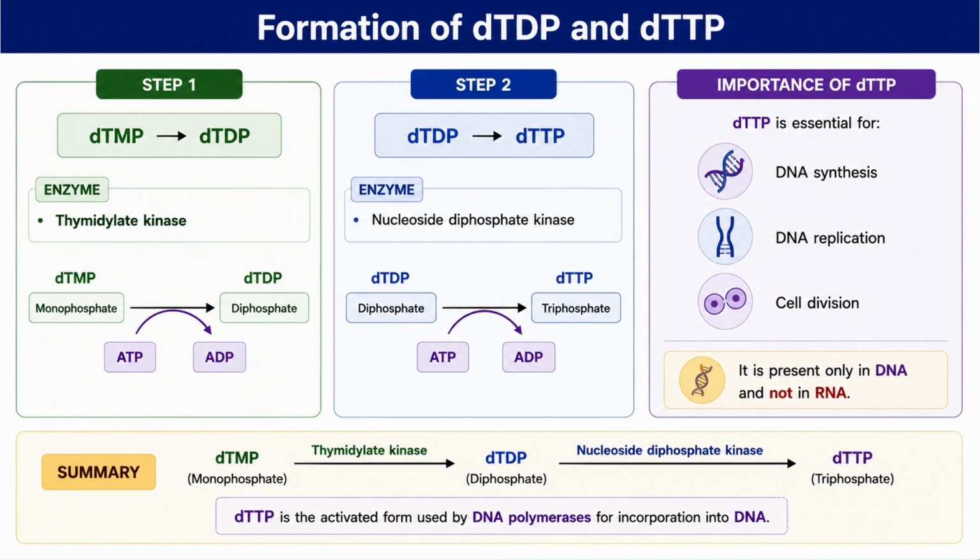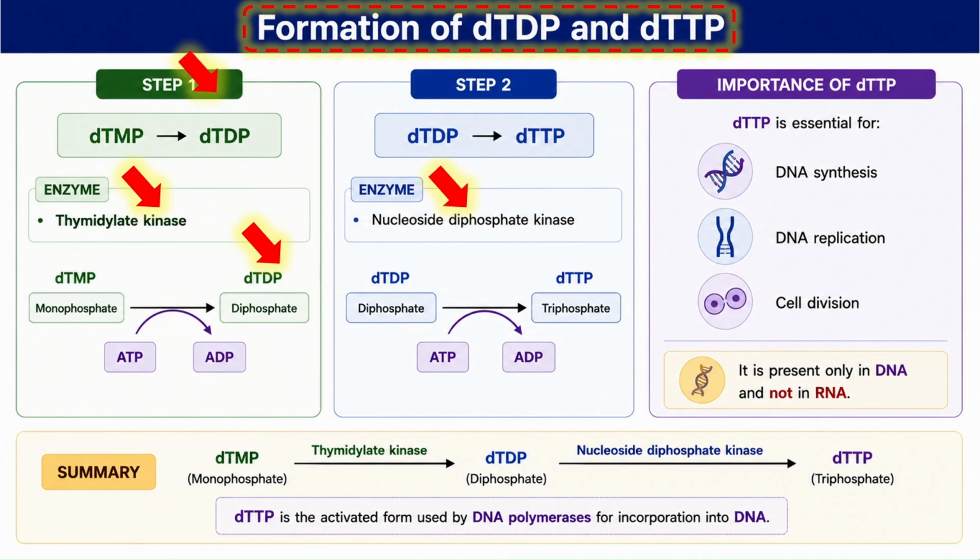Once dTMP is formed, then dTDP and dTTP, monophosphate, diphosphate, triphosphate. Now the dTMP is phosphorylated by the thymidylate kinase to form the dTDP, and then nucleoside diphosphate kinase converts the dTDP into dTTP. Now finally, the dTTP is essential for DNA synthesis, replication and cell division. The important point you have to remember is that dTTP is present only in the DNA but not in the RNA.